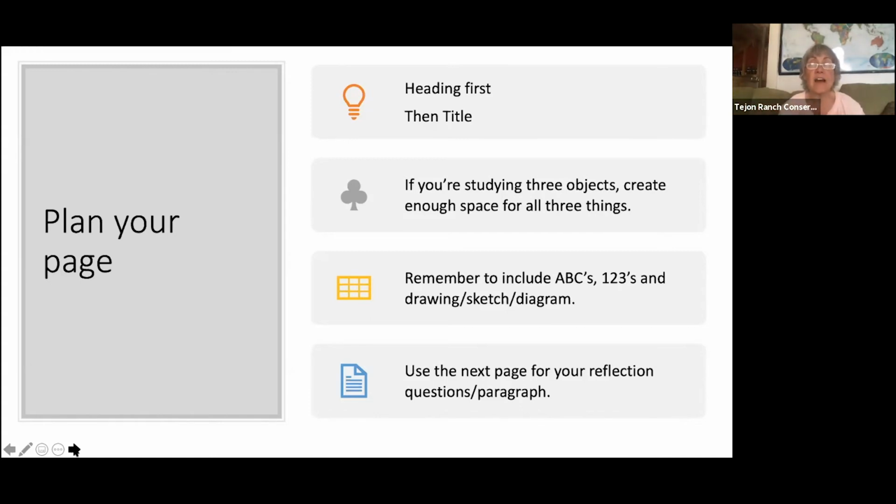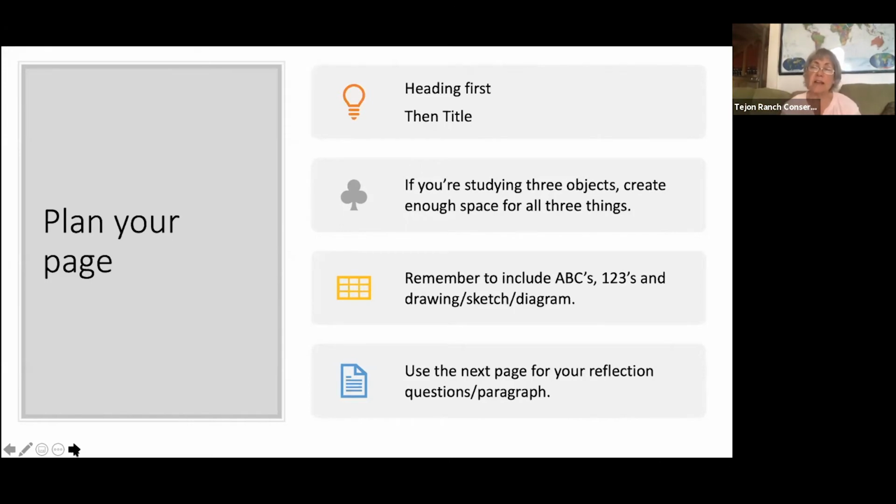You don't have to have all of them being equal size. You could have one that's really large and one that's really small. It's all interesting to the eye. Then remember, always include those ABCs, 1, 2, 3s, and that sketch, diagram or drawing. And also consider that each time you're studying something, try and do it in the same order. I'll explain that a little more when I show you mine.